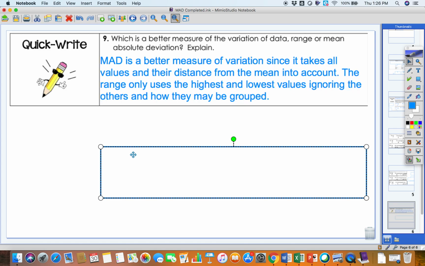But my sample answer is the mean absolute deviation is a better measure of variation since it takes into account all the values and their distance from the mean. The range only uses the highest and the lowest values, ignoring how the other points may be grouped. So outliers could really affect the range more than they could affect the mean absolute deviation, and things like that.